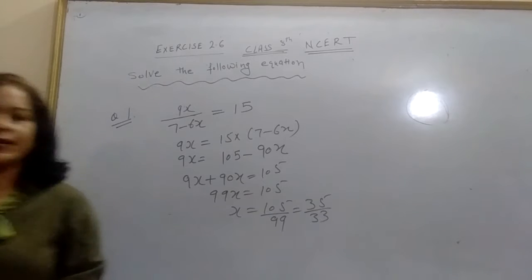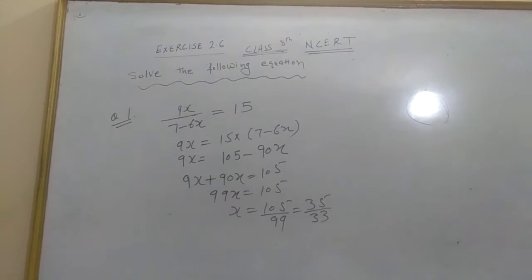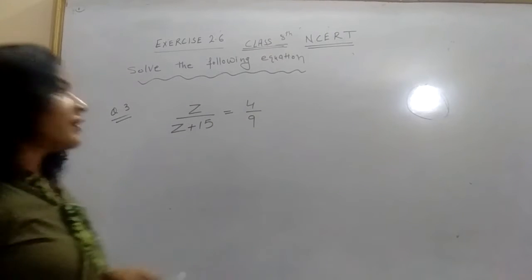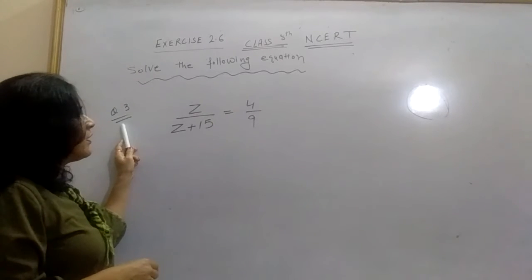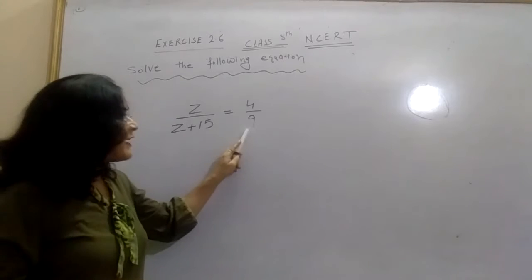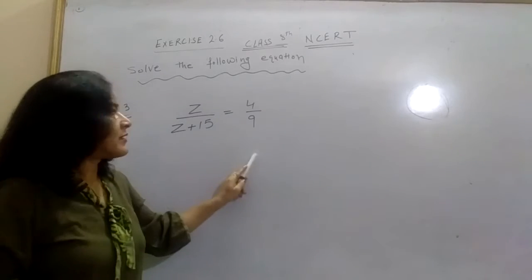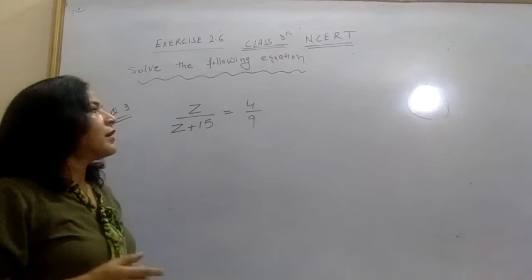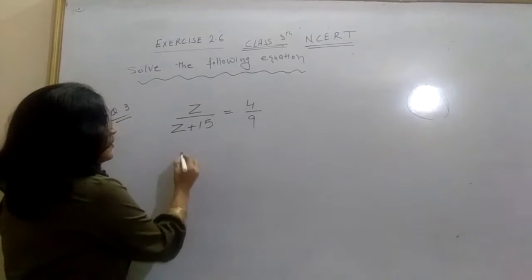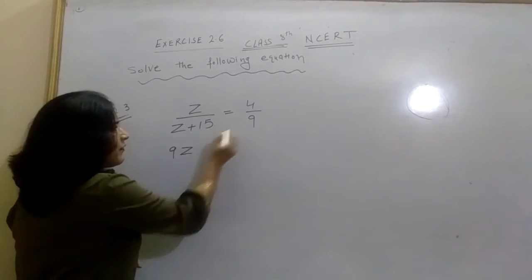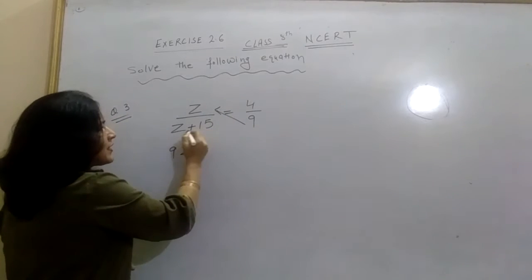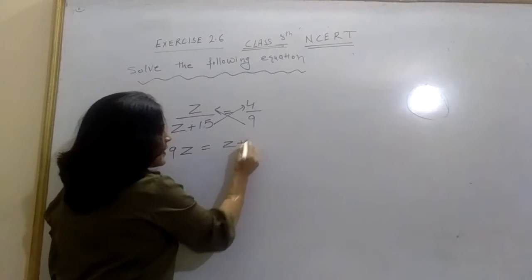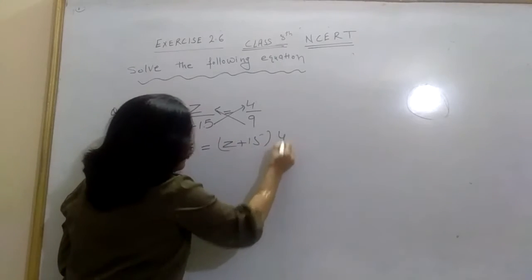And next question is, here in question number 3, both left hand side and right hand side are in fractions. So how will we solve this? By cross multiplication. So z multiplied with 9 and this z plus 15 multiplied with 4. Z plus 15 multiplied with 4.